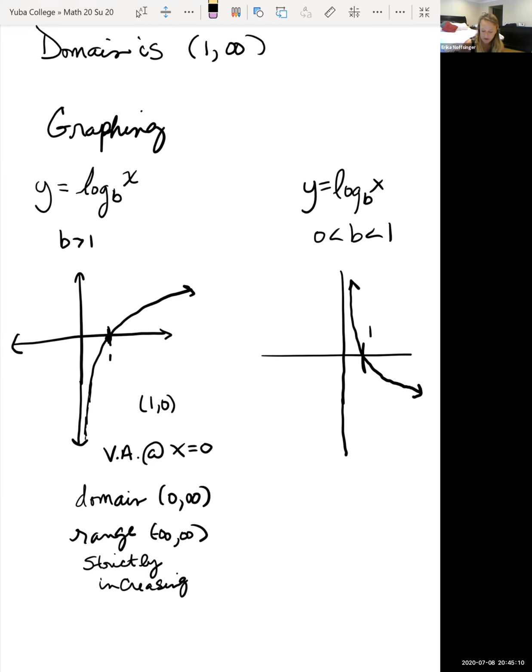So again, almost identical vertical asymptote at x equals 0. Domain is still 0 to infinity. Our range is still negative infinity to infinity, but this one is strictly decreasing.